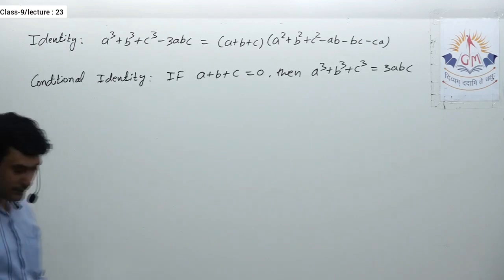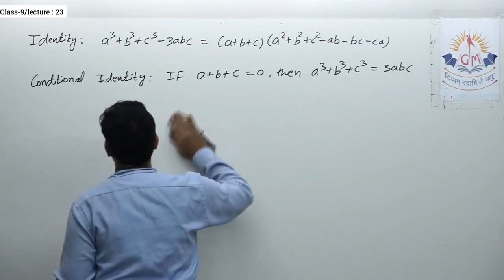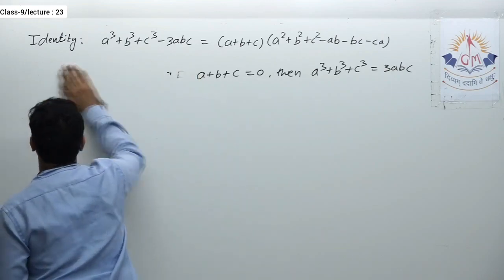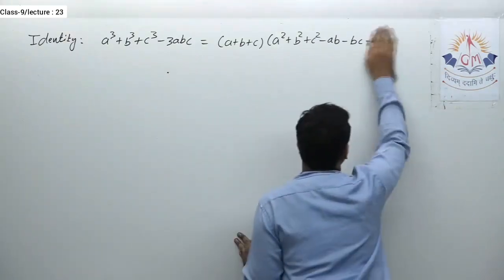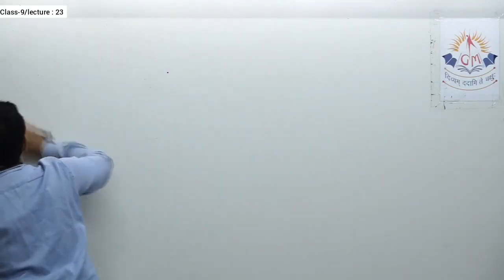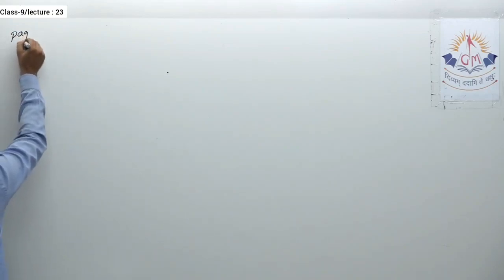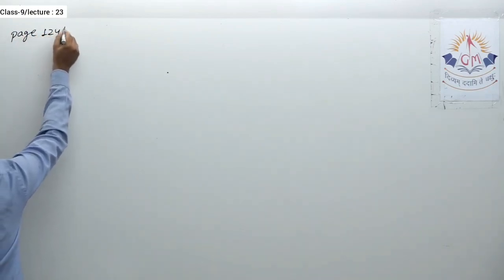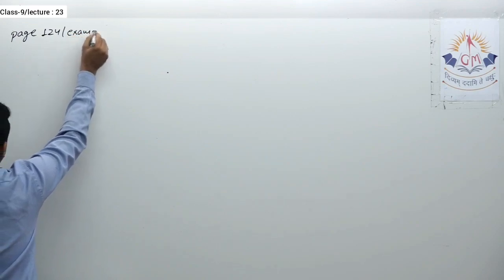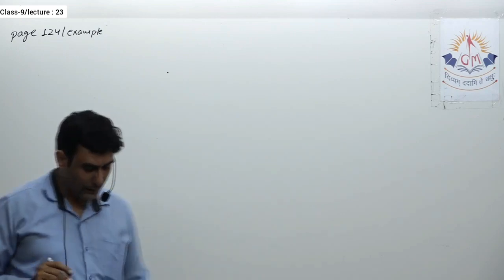Okay, so very first question, that is example number 27. However, it is a very easy question, but let us see if you get this type of question, how you have to write the answer. So first question, it is example number 25, page number 120, example number 27, page 124.